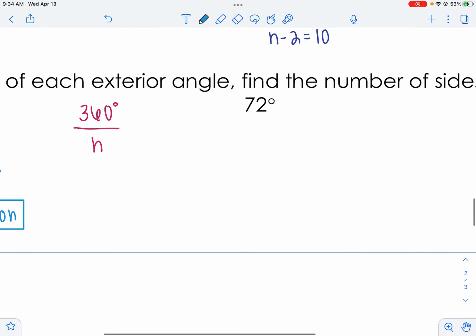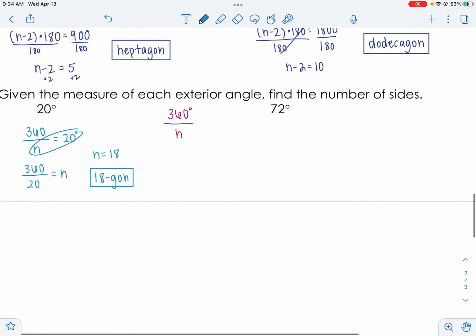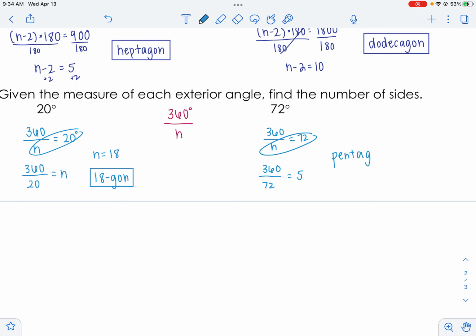And for this next one, we know that one exterior angle is 72 degrees. So following that same formula, 360 divided by n equals 72. And I can just swap those out. So all I need to do is figure out what's 360 divided by 72. That's 5. So then this shape would be a pentagon.